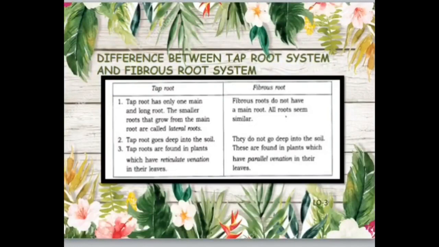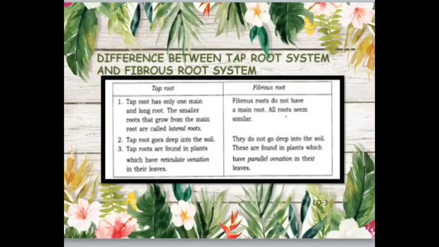Find one taproot plant and one fibrous root plant from your home, and paste them along with their roots in your notebook.